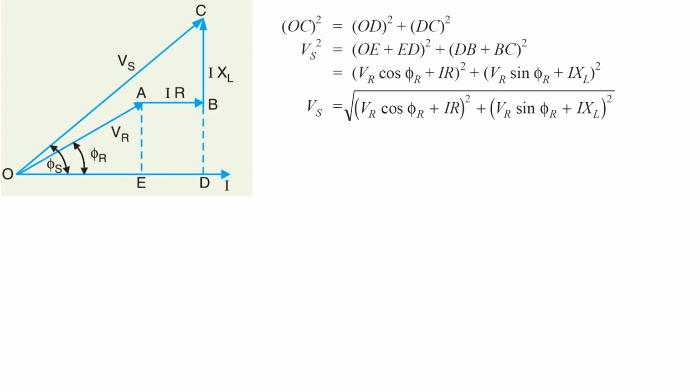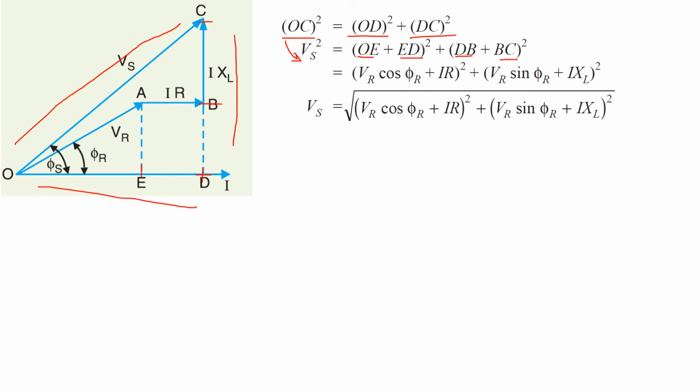If you refer to this vector diagram, then you can see that OC square is equal to OD square plus DC square. This is my OC square, and this is my OD, and this is my CD. OC is nothing but my sending end voltage Vs. Now look at this OD. This OD is divided into two parts, OE plus ED. And CD is also divided into two parts, first is dB and another is BC. So I have written it as (OE plus ED) plus (dB plus BC) whole square.